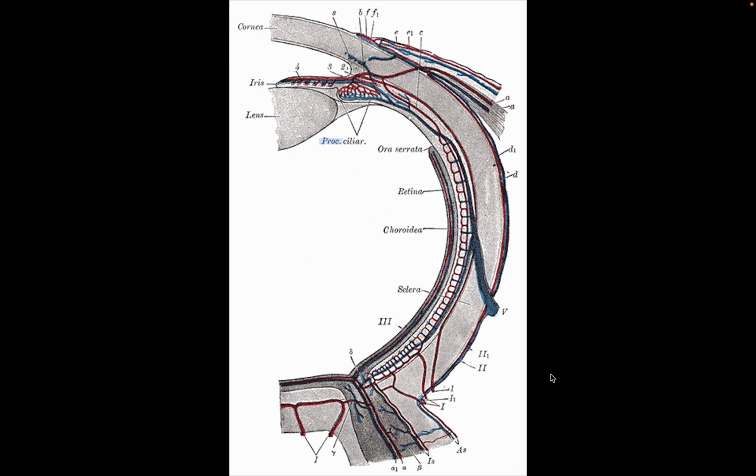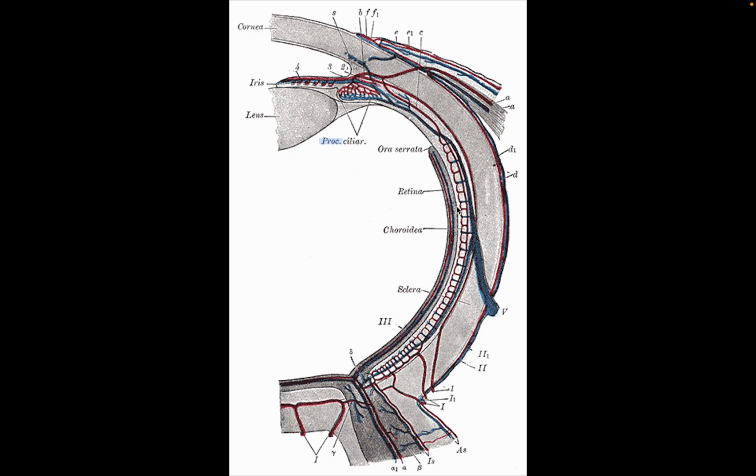Then, let's look at the second one, the posterior ciliary arteries. Let's first look at the short posterior ciliary arteries, which are these two branches. They supply blood to the choroid. This is the choroid. The short posterior ciliary arteries create these little loops here called the choriocapillaries.